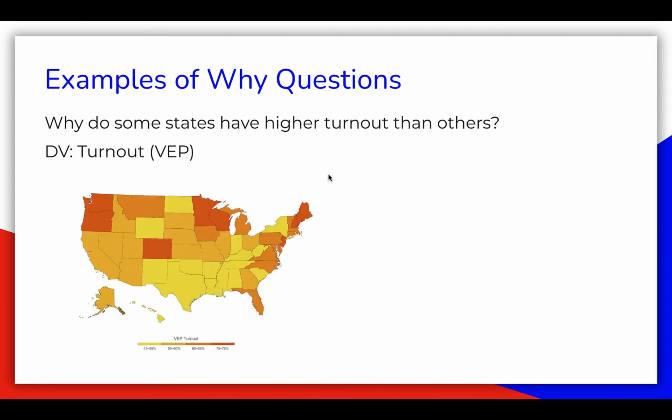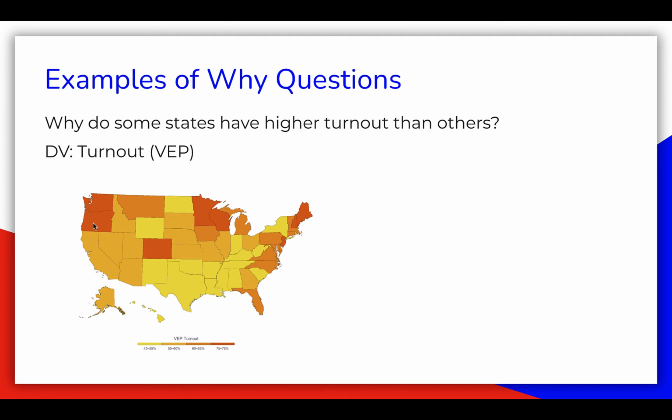The last one is, why do some states have higher turnout than others? So as you can see, this is turnout by state. I should be clear here, this says the dependent variable is turnout. VEP stands for voter eligible population. There are different ways that you can measure turnout by state, and this is the more precise one, voter eligible population. The darker means that more people in that state turn out.